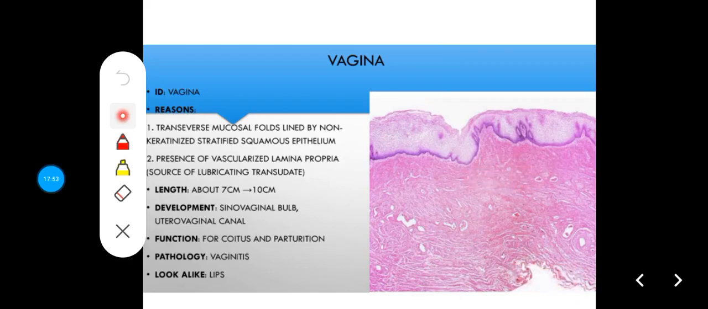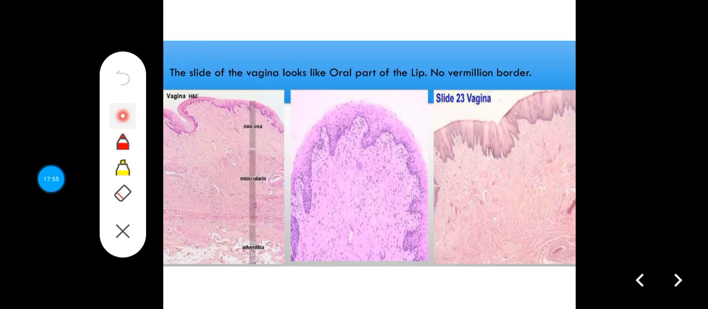And look at this. The slide of the vagina looks like the oral part of the lip, but no vermilion border. So refer back to the earlier videos on the histology of the lip and the vermilion border. So they kind of look alike. They look alike, but the vagina has no vermilion border, and then you will not see hair follicles within some parts of the vagina.